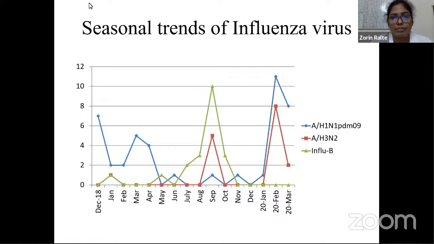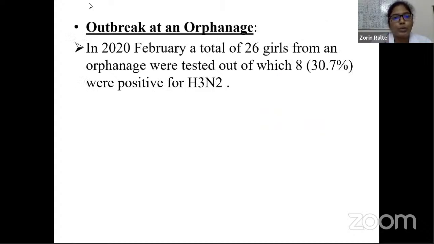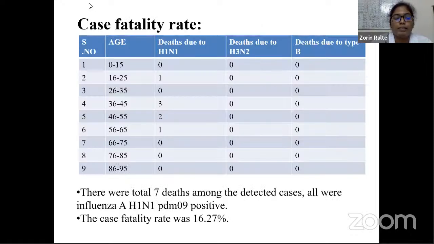Coming to seasonal trends of influenza virus, in this study it is observed that there were two peaks, one in September 2019 and the other in February 2020. In February 2020, a total of 26 girls from an orphanage were tested, out of which 8, that is 30.7%, were positive for H3N2. There were total 7 deaths among the detected cases.